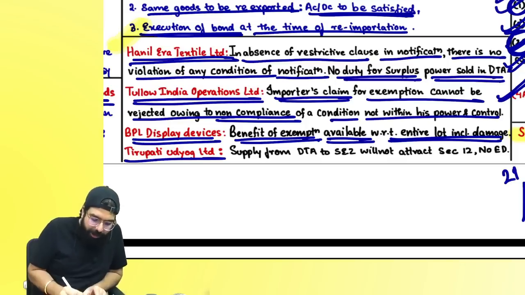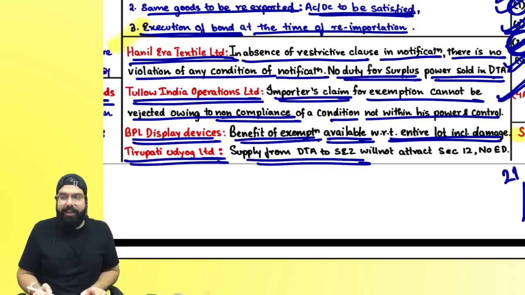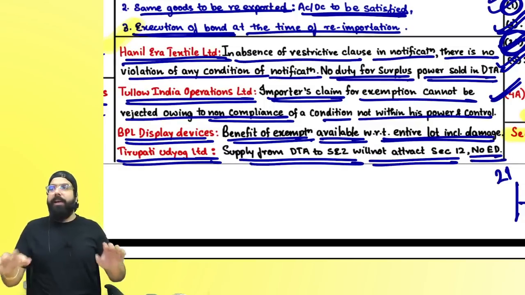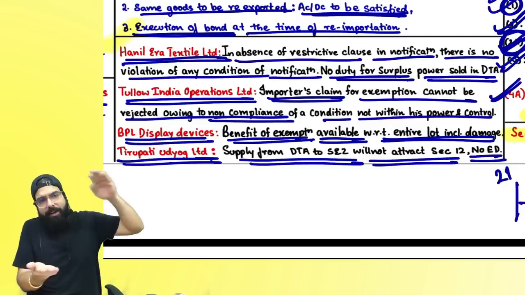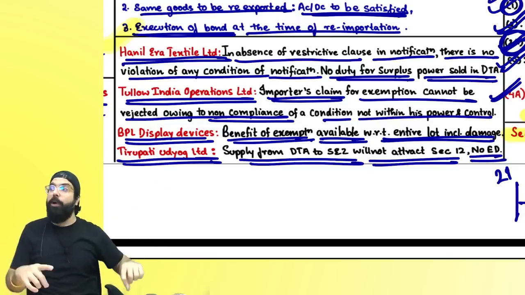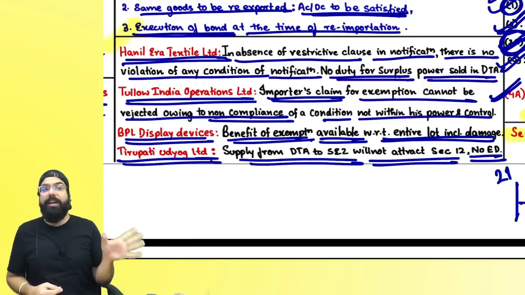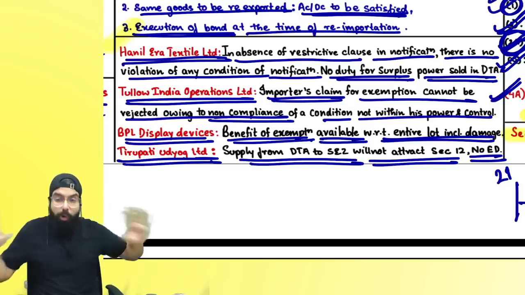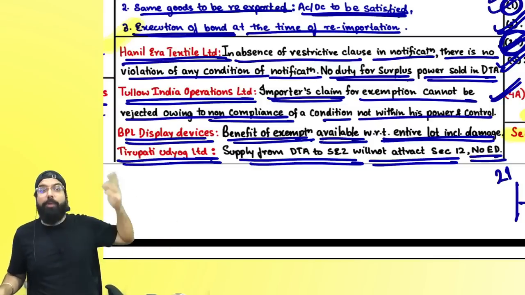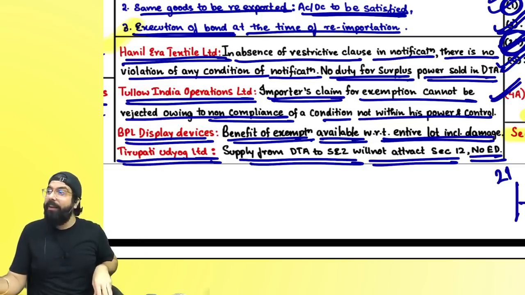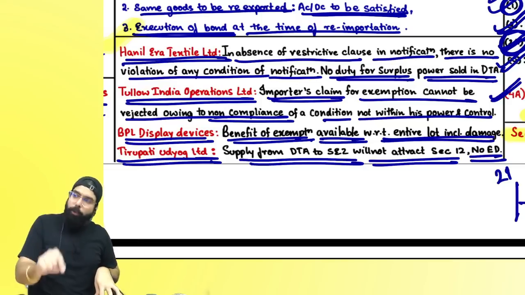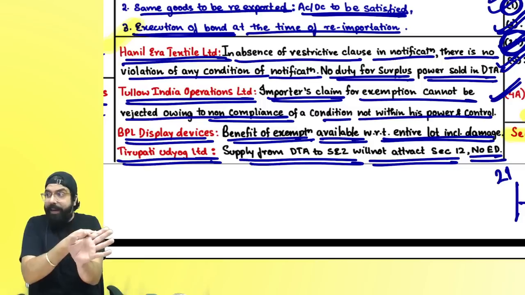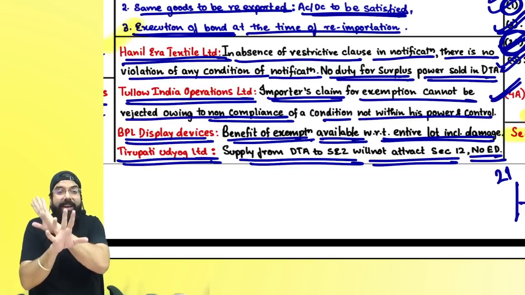The next case was the Tirupati Udyog case law, wherein supply from the domestic tariff area to the SEZ will not attract section number 12 and no export duty. Means if you sell the goods from the domestic tariff area to the SEZ, it is not export. Export means taking from India outside India. SEZ is within India. So neither in section number 12 of the Customs Act nor the SEZ Act is it told that selling goods from the domestic tariff area to the SEZ will attract export duty, and hence whenever you sell the goods from the domestic tariff area to the SEZ, it will never be export, and export duty will not come.